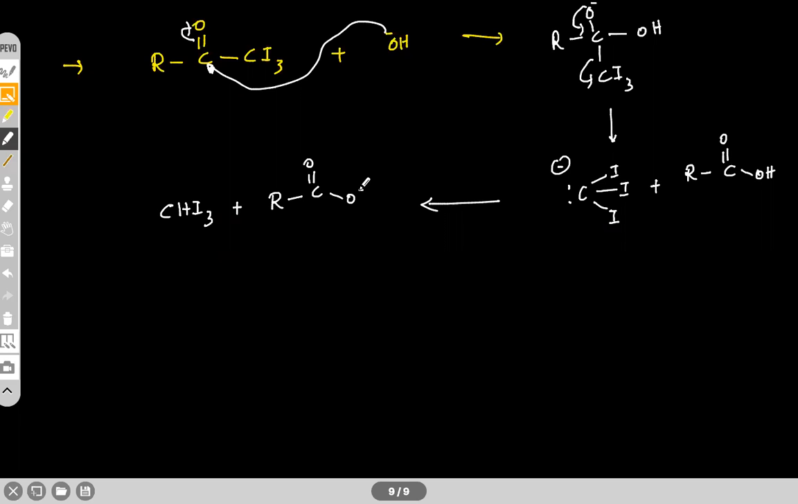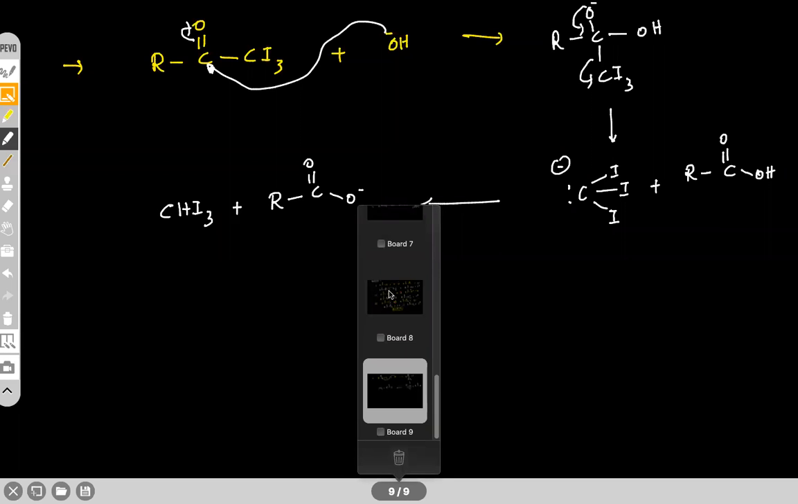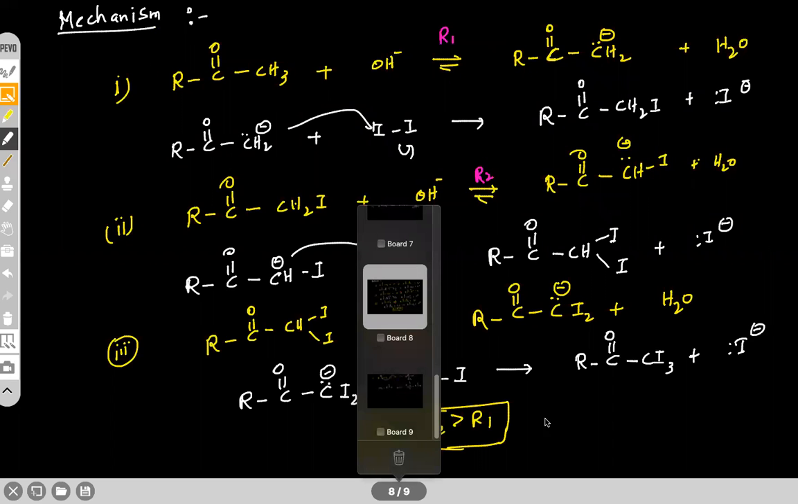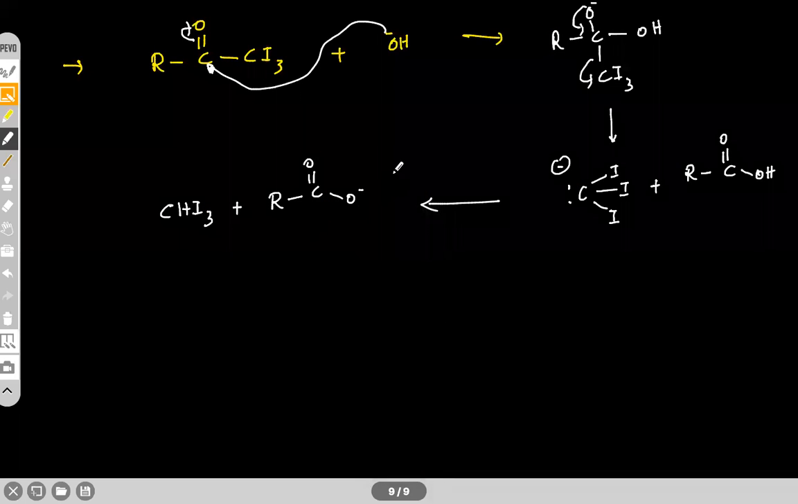See, since CI3 is forming here, that's why three hydrogens are required. Then only, one by one, the hydrogens go out and it forms CI3 here. If three hydrogens are not present, this won't form. That's why the condition is a methyl keto group. Okay, that's the one part.